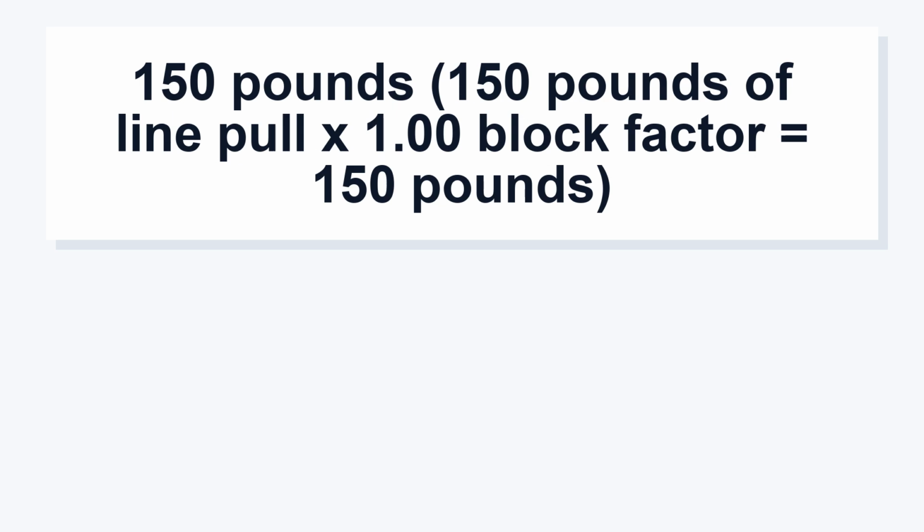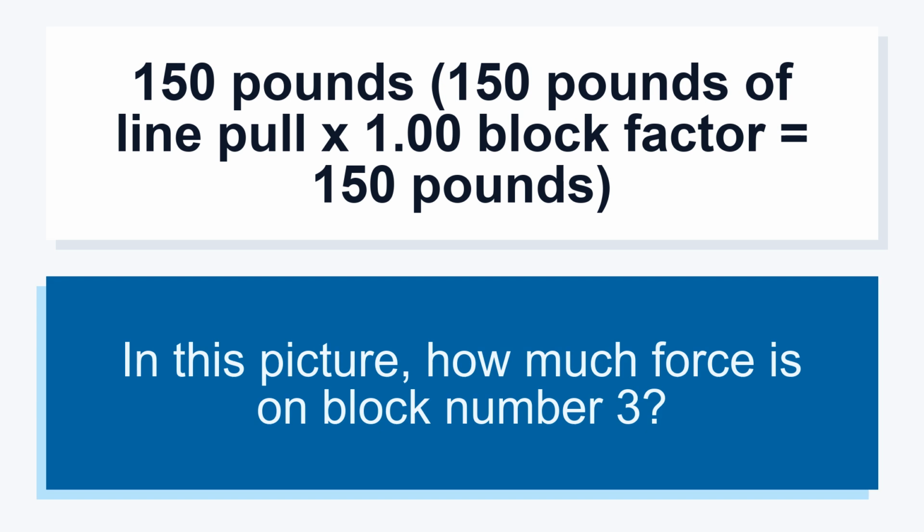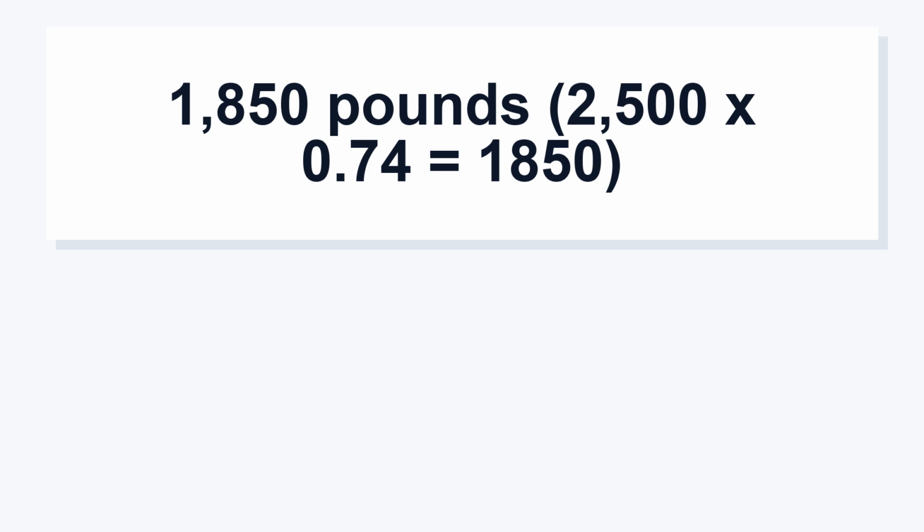150 pounds, 150 pounds of line pull x 1.00 block factor equals 150 pounds. In this picture, how much force is on block number 3? 1,850 pounds, 2,500 x 0.74 equals 1,850.